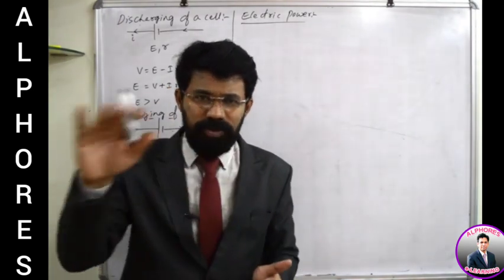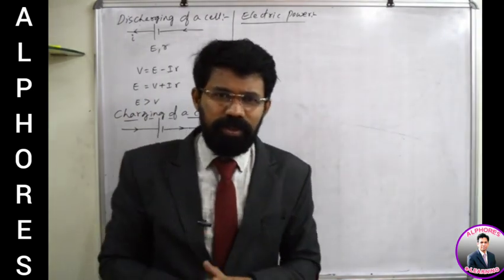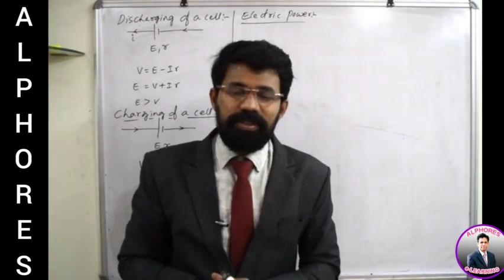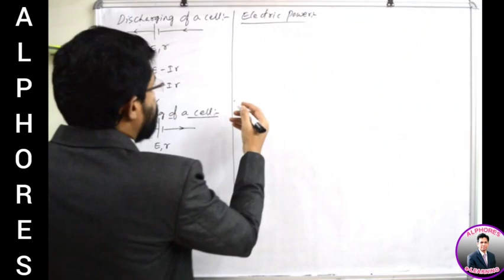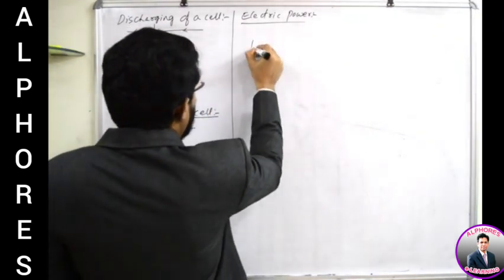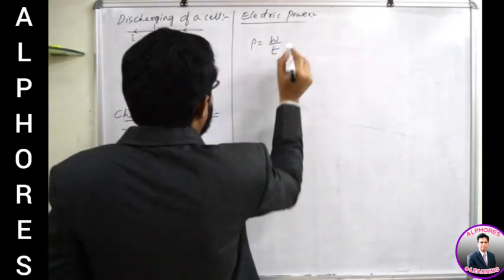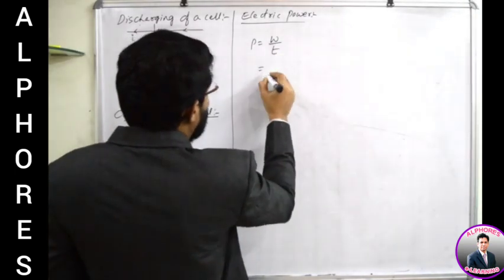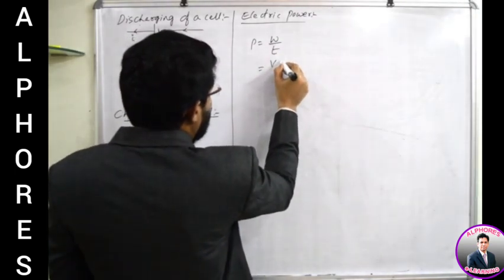Definitely, if charge is moving inside the circuit, some work has to be done, isn't it? So the rate of work done to maintain the flow of charge in the circuit is nothing but electric power. Mathematically, it can be expressed as P is equal to work done by time. So this W can be replaced in terms of potential as V into Q.